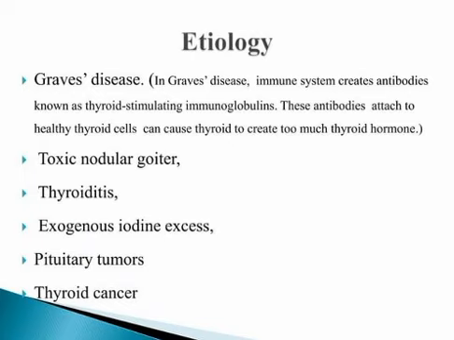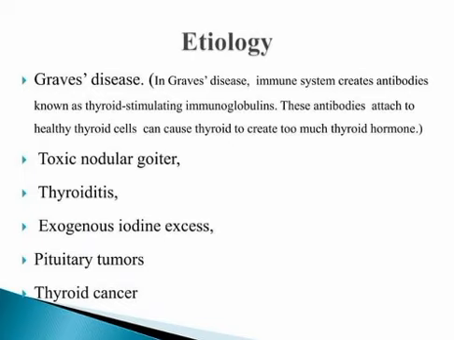For etiology, first we have to know about Graves' disease. Graves' disease is nothing but the enlargement of the thyroid gland. When there is an increase in thyroid stimulating immunoglobulins, these antibodies attach to the healthy thyroid cells and can cause the thyroid to create too much thyroid hormone. Once there is too much secretion of thyroid hormones, that condition is known as Graves' disease.